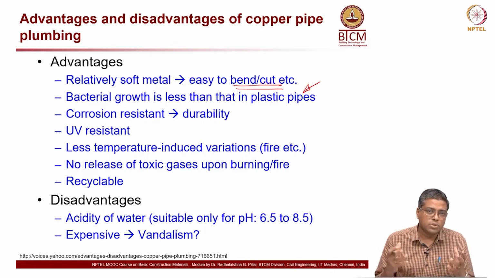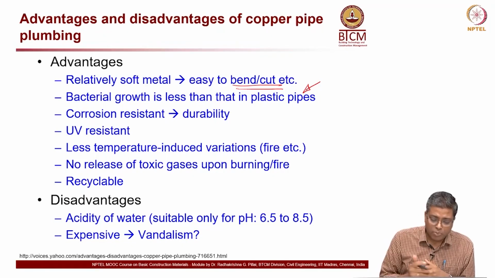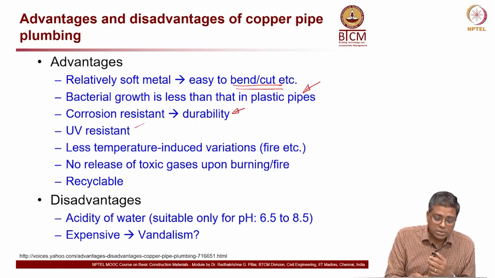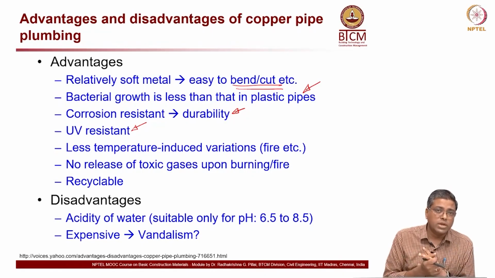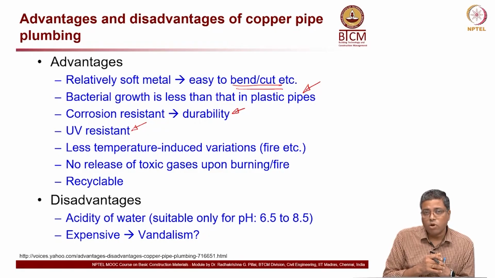Now, bacterial growth is less than that in plastic pipes. If you have PVC pipes or other plastic pipes, after some time you will see a slimy layer forming inside the pipe, which is less in the case of copper pipes. It is also very resistant to corrosion, so durability is very good, and it is UV resistant, whereas PVC or other plastic pipes might not be UV resistant. UV means ultraviolet, and after some time those plastics will become brittle, but in the case of copper you do not have to worry about such problems.